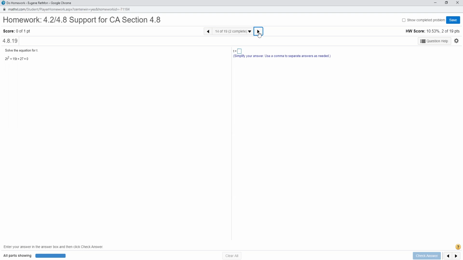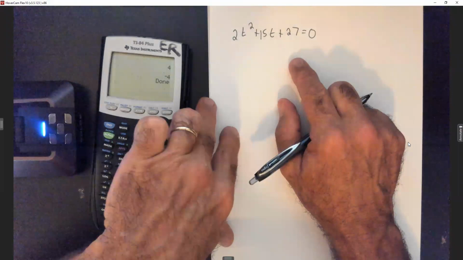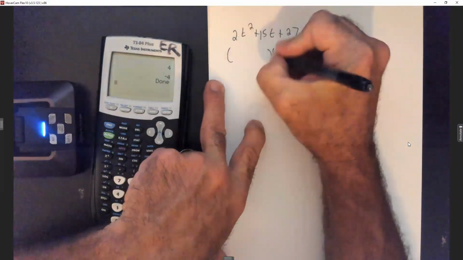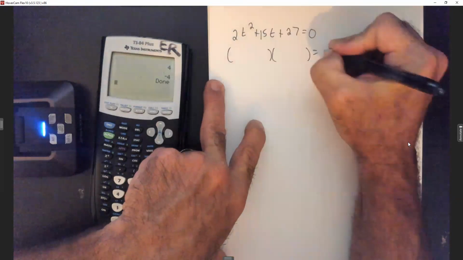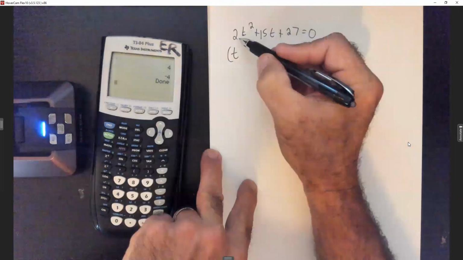All right, this one has a number in the front. 2t squared plus 15t plus 27 equals 0. All right, so I'm going to factor this, what I call my no fuss method, which is similar to factoring it, and then I'll show you the calculator, knock it out quick. So I'm going to start out with parentheses. T squared is a t and a t. Now we'll take care of this number in the front after a second.